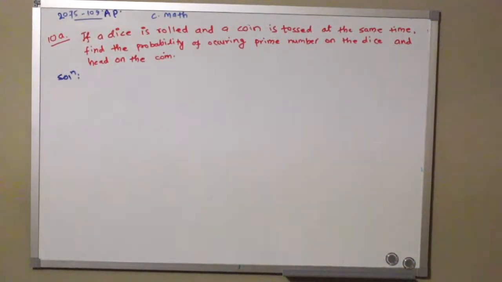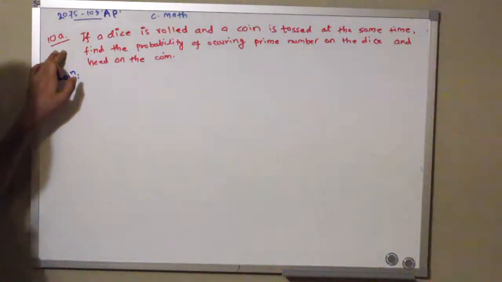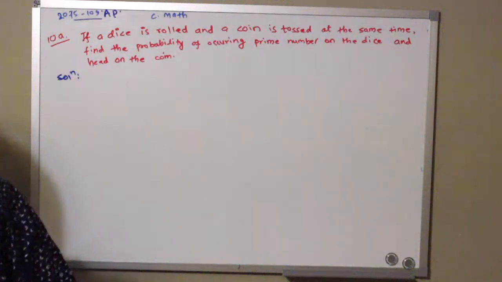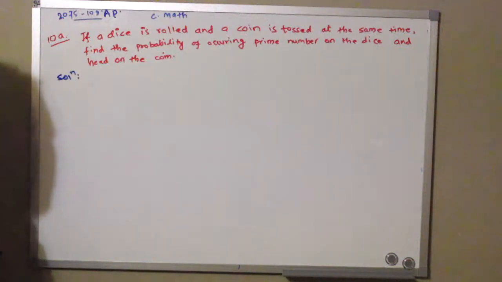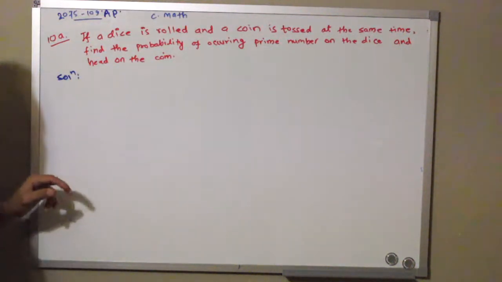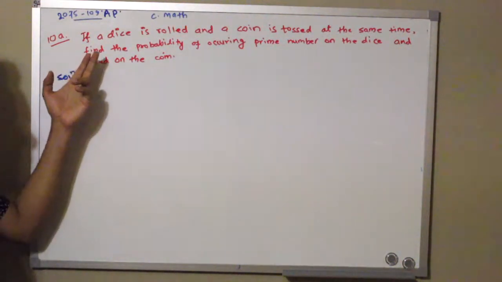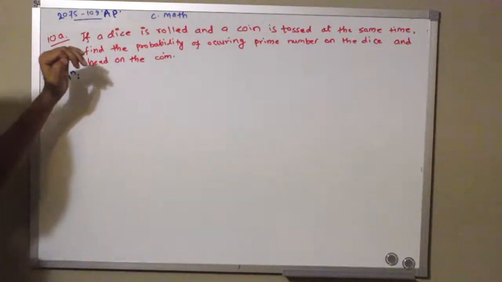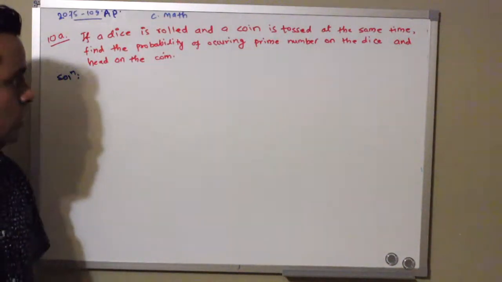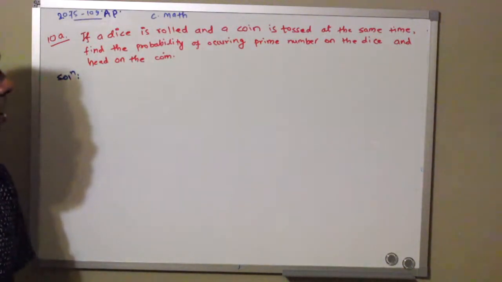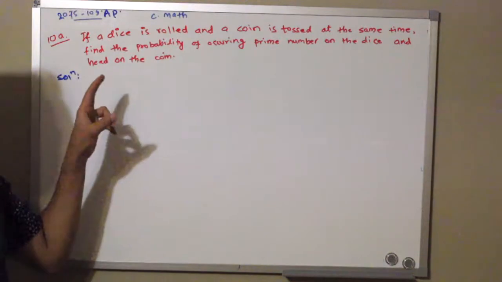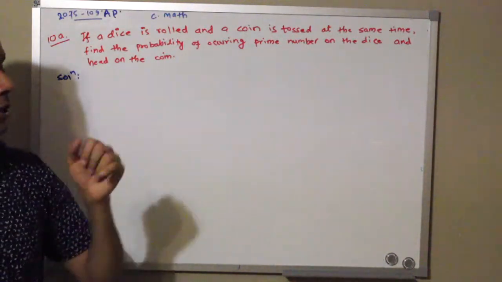Alright, now I'm in question number 10A from 2075 109 AP of compulsory mathematics. The question is like this: if a dice is rolled and a coin is tossed at the same time, that means one dice and one coin is tossed, find the probability of occurring a prime number on the dice.